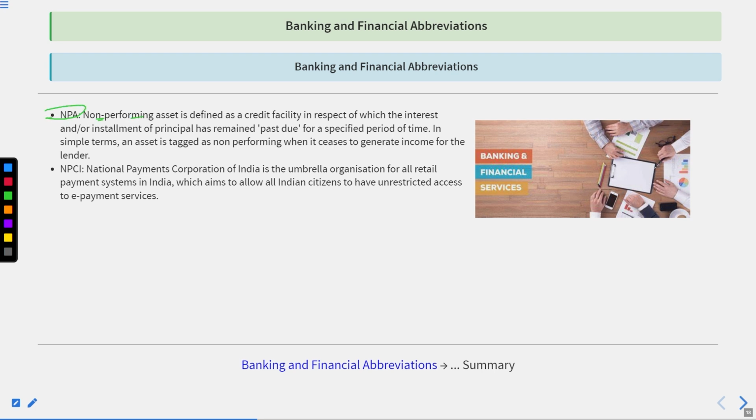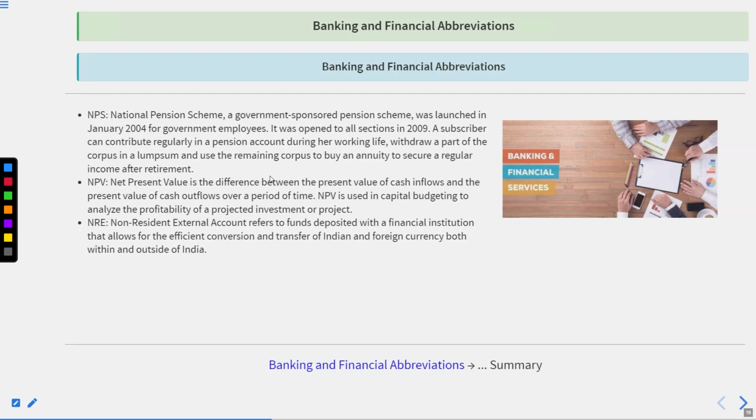The NPA, non-performing assets, defined as a credit facility in respect of which the interest and/or installment of the principal remains past due for a specific period of time. In simple terms, an asset is taken as non-performing when it ceases to generate income for the lender. Then the NPCI, National Payments Corporation of India, an umbrella organization for all retail payment systems in India, aims to allow all Indian citizens to have unrestricted access to e-payment systems.